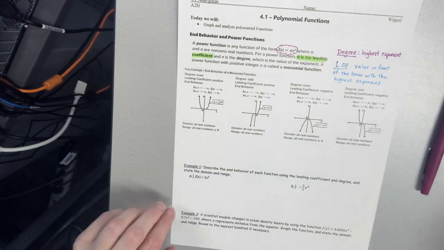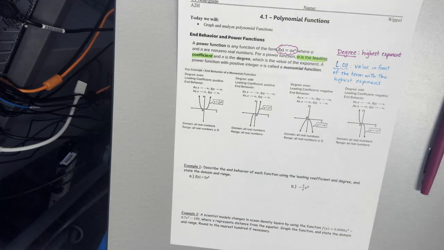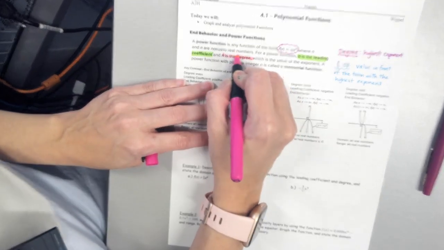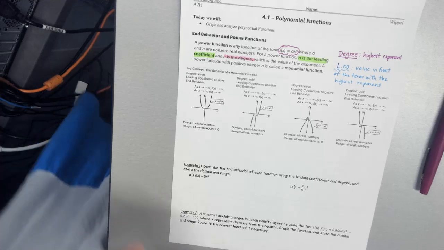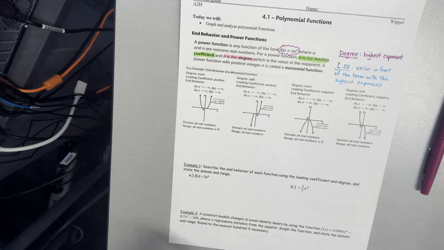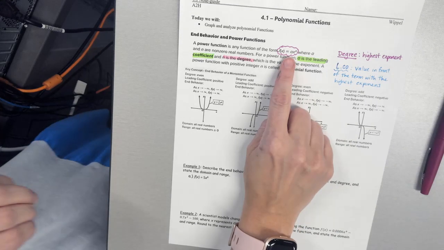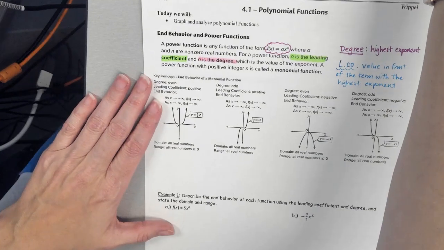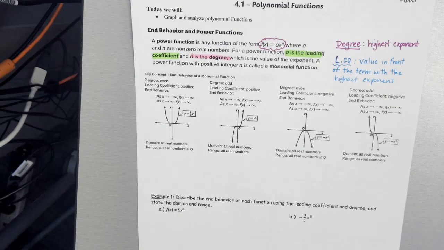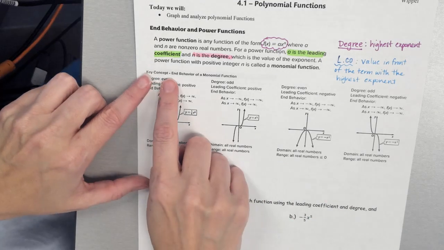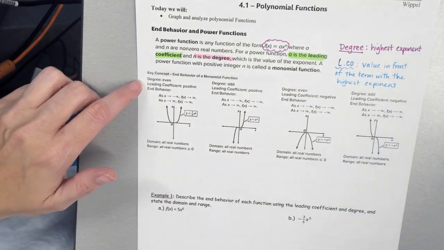Okay, so as our polynomials get larger, some of them might be given to you in standard form. Some of you might have to find what the degree is. Okay, and then a power function with a positive integer n is called a monomial function. So that's when you just have one term. So this is a monomial. A monomial is just a type of polynomial. Okay, so what we're going to focus on here is the end behavior. So the key concept here is end behavior.